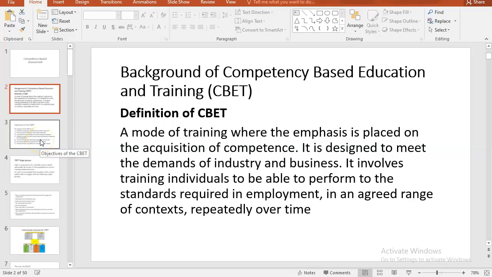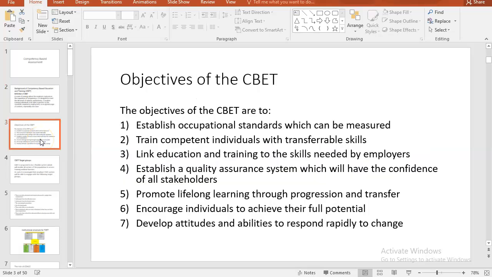The next thing I'm going to learn today is on objectives of the CBET or the aims of CBET. One of the aims of CBET is to establish occupational standards which can be measured. The next objective is to train competent individuals with the transferable skills. In other words, is to train an individual a skill which he or she can transfer to the workplace. The next objective is to link education and training to the skills needed by employers. That is to link the education or the training with the skills and the competence required by the employers.